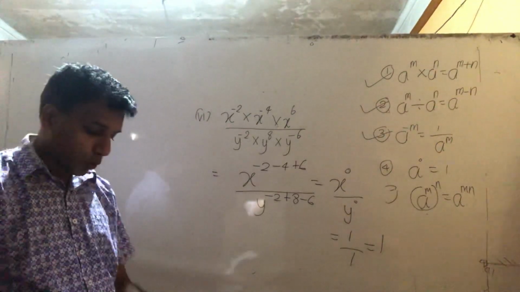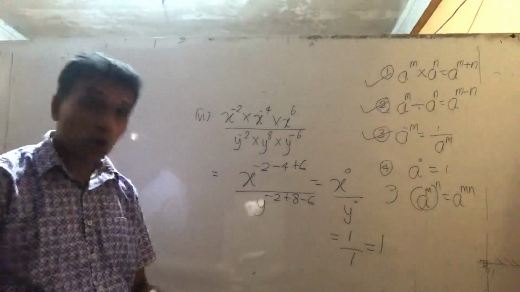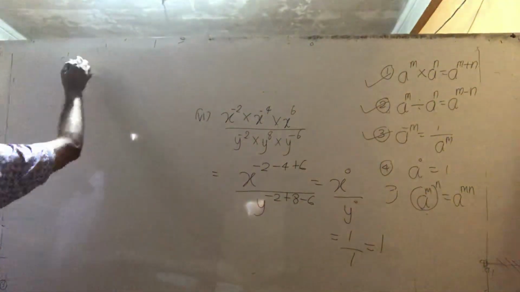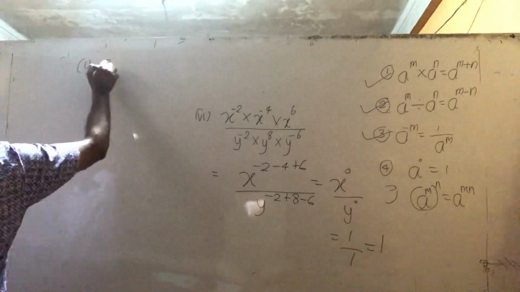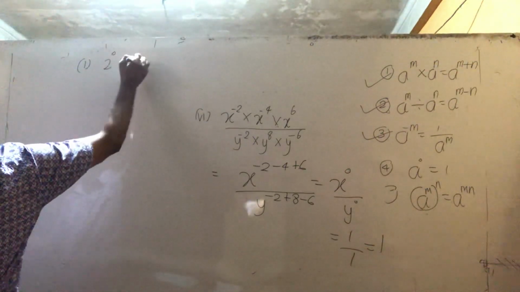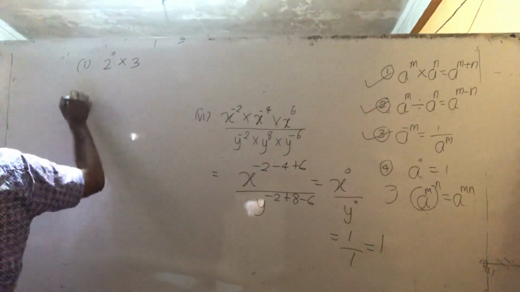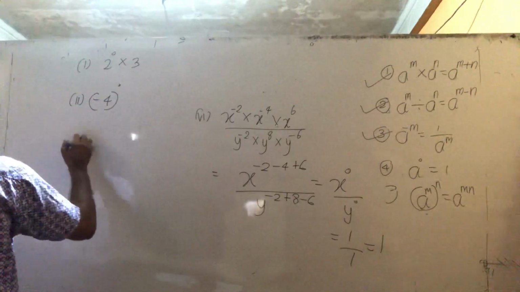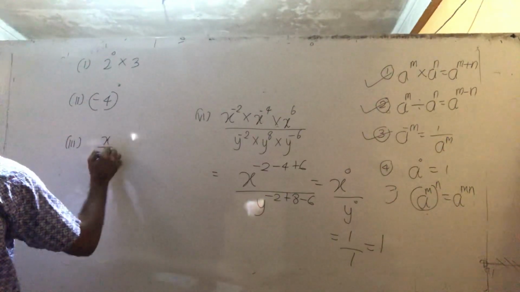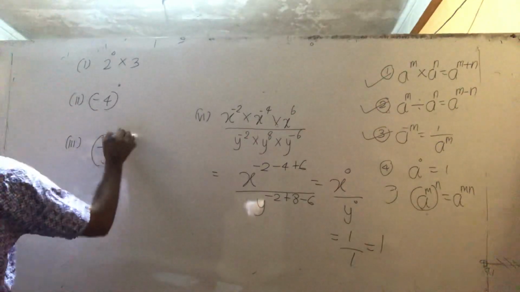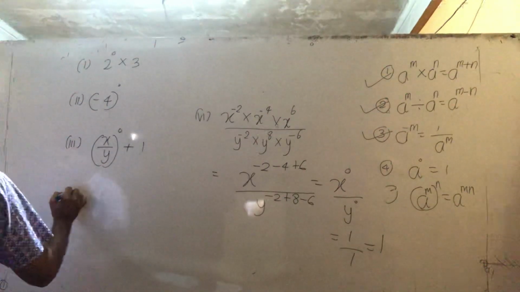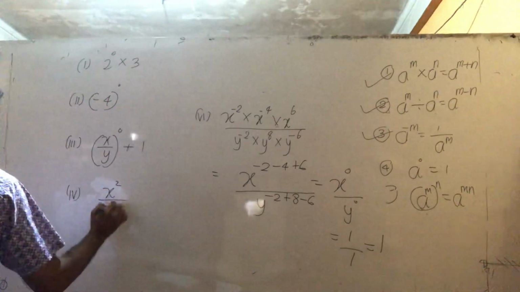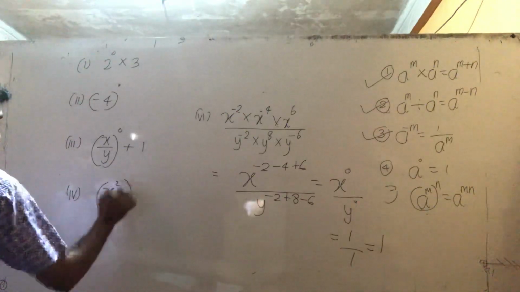Okay, now last in this rule, that question: evaluate the following. Evaluate means find the value. Evaluate the following. First question: 2 to the power 0 times 3. Minus 4 to the power 0. X over y to the power 0, plus 1. X square over y square to the power 0.